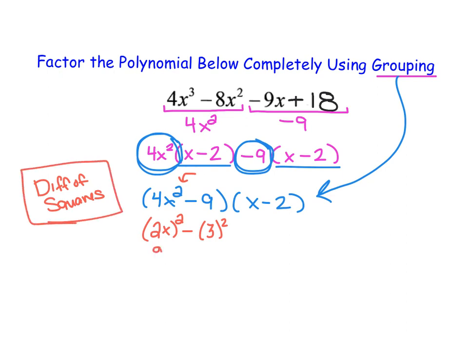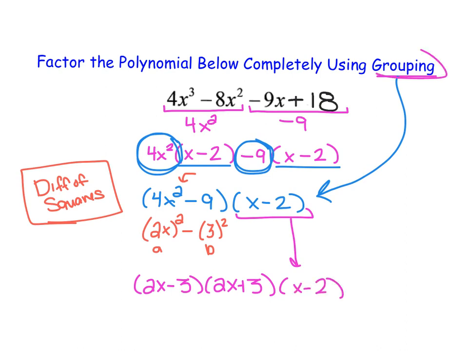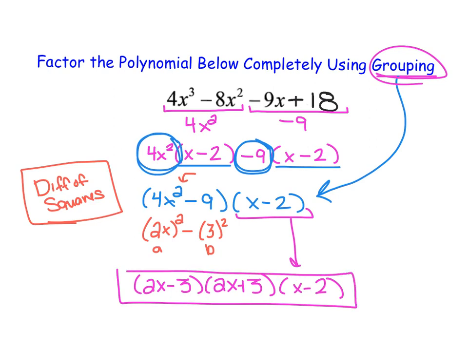Here I have my a value of 2x and my b value of 3. So I'm going to rewrite this portion to be 2x minus 3 times 2x plus 3 using the difference of squares strategy. And then I'm going to carry down this x minus 2 that came out as a result of factoring by grouping. So here is my final factored form where I used grouping and the difference of squares to reach a fully factored polynomial.